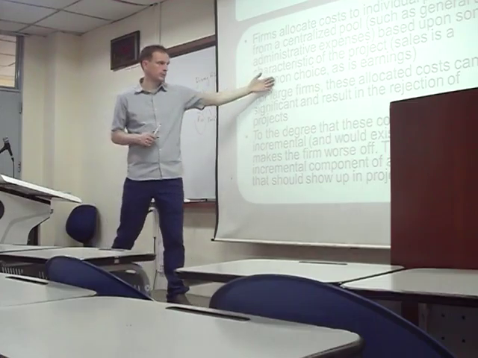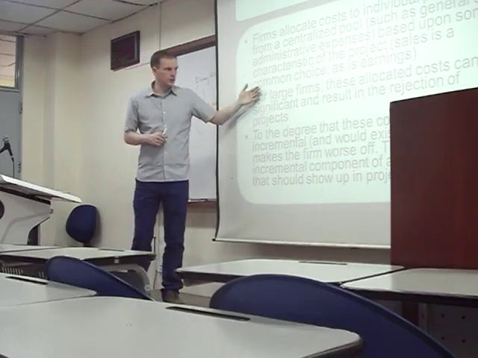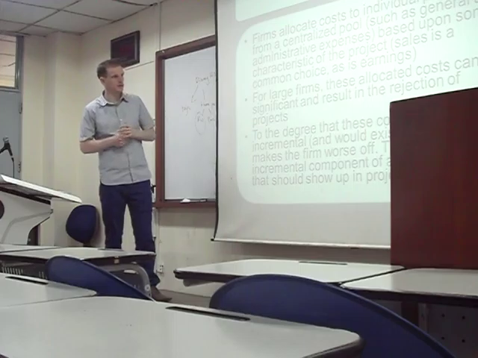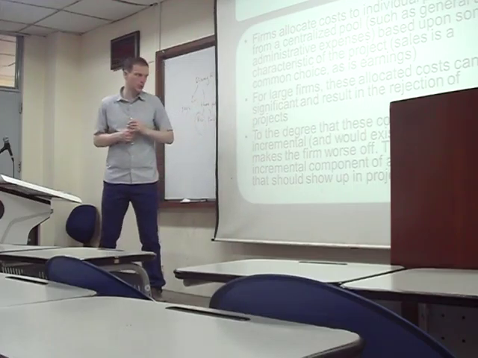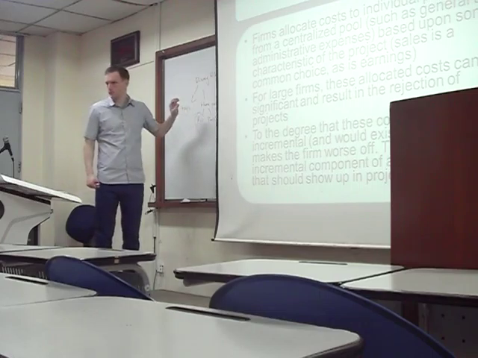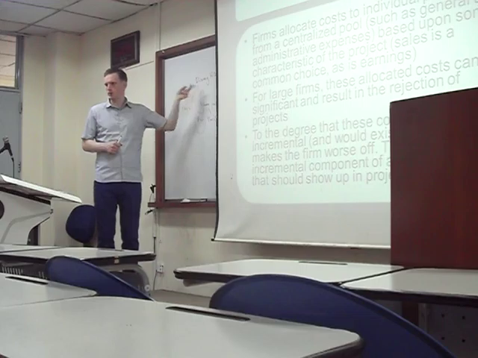Sales or earnings is a common choice for revenues. For large firms, these allocated costs can be significant. They can be quite big, and they can result in the rejection of projects. What do you think? Should we reject a project because of allocated costs here or not?